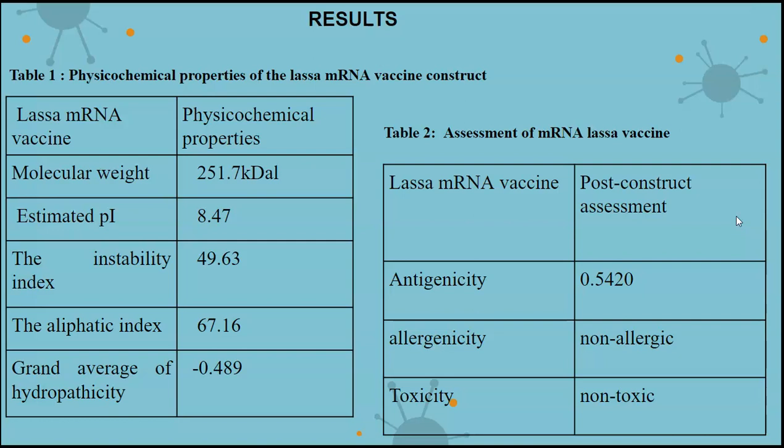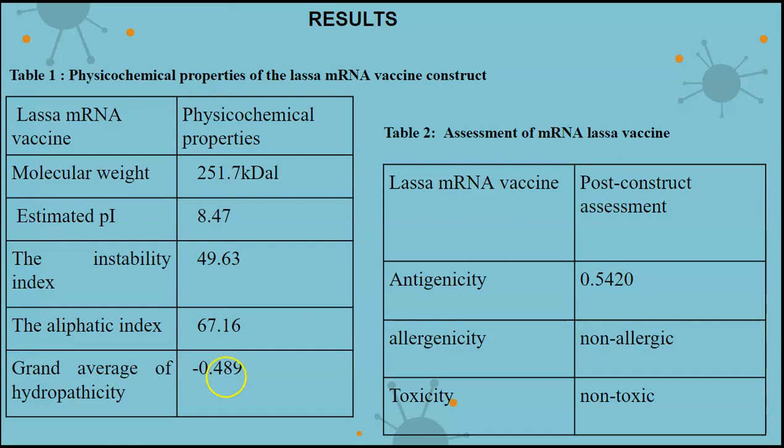This is the physicochemical properties of the designed Lassa messenger RNA vaccine. The molecular weight is 251.7 kilodalton, showing that the molecular weight is still okay. The estimated pI is around 8.47 and the instability index is 49.63, showing how likely unstable it is. The aliphatic index is 67.16, and the grand average of hydropathicity is around minus 0.489, showing that it is hydropathic in nature.